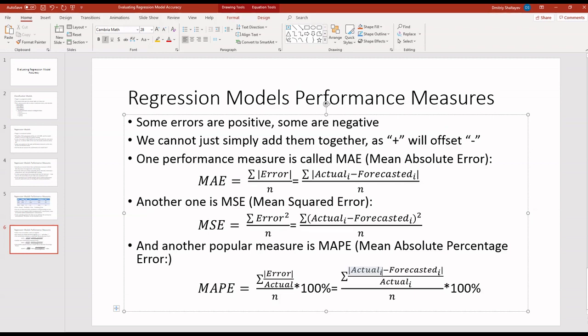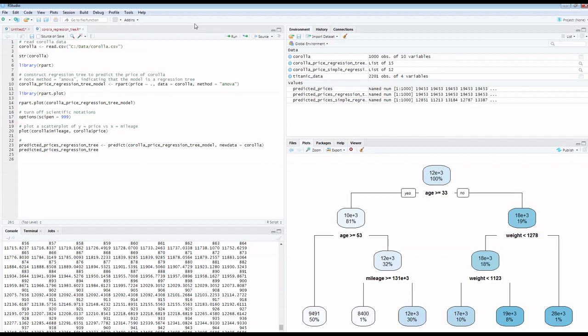But if I have model number 1 and model number 2, I can calculate all these measures for both of them and compare them. Whichever model gives me lower MAE, MSE, and MAPE is the better model, because it predicts my target closer to the actual values. Simple as that. Alright, to illustrate that, I'm going to bring up our example with Corolla.